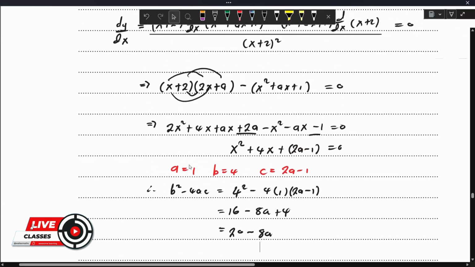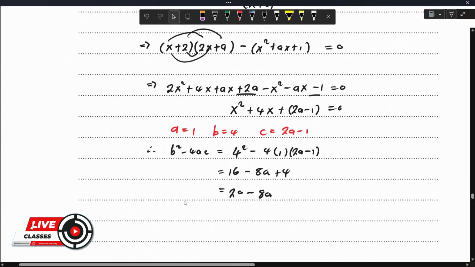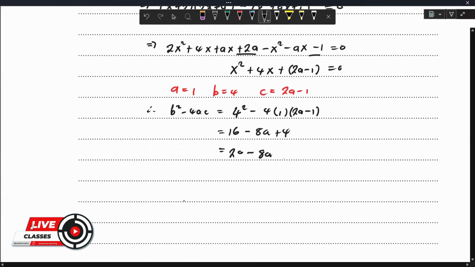Now, for 20 minus 8a, we're considering that the question tells us that a is greater than 5 over 2, so a is greater than 2.5. Since a is greater than 2.5, if you say 20 minus 8 times 2.5, you get 0. So anything greater than it, you can try anything like 2.6, will always be negative. So since a is greater than 2.5, 20 minus 8a will always be negative.